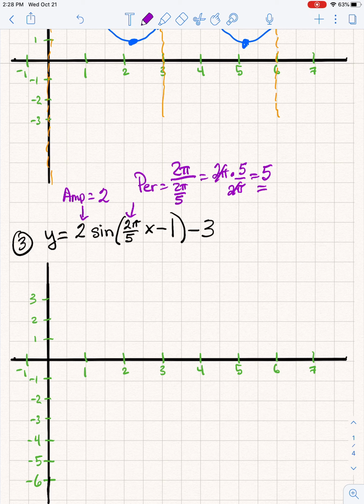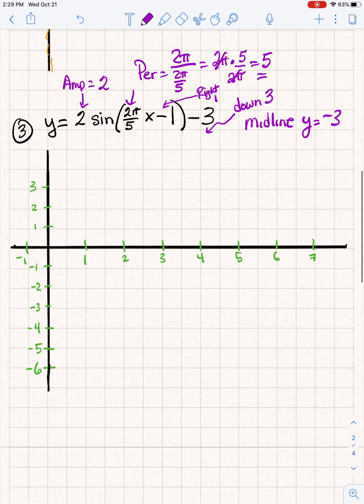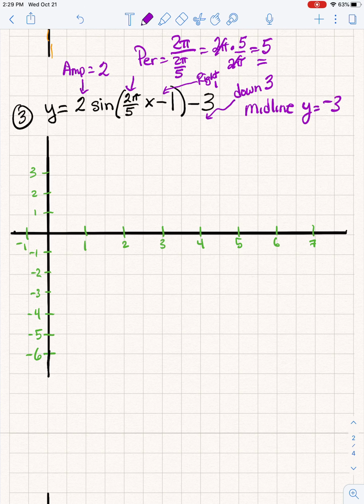All right, so then inside here, we see a -1. Okay, so that's going to be a horizontal shift to the right 1. And this -3 on the end, okay, that says to move down 3, so that's going to affect your midline. Okay, so we're going to have a midline at -3. All right, here we go. Let's put all this information into practice, okay?